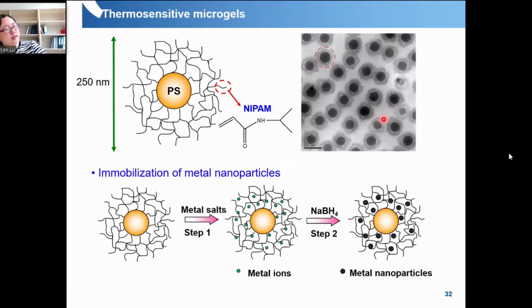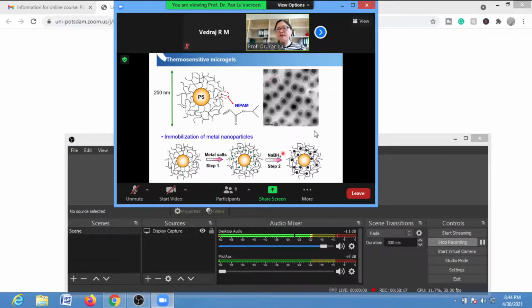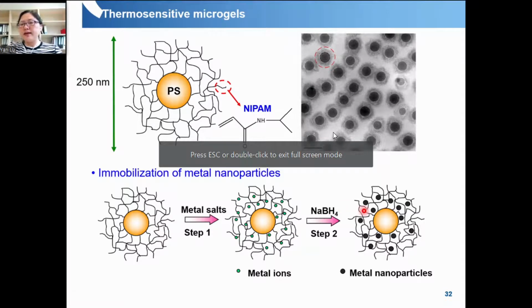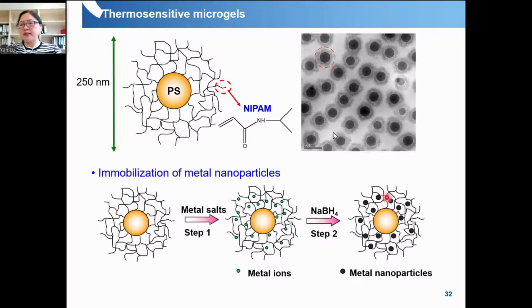And so in my group, we also did quite a lot of work in this direction. You know already the system, this cationic microgel. Then you can immobilize the metal nanoparticles into your polyNIPAM network in two steps. In the first step, you deposit this metal precursor, normally a salt, which you dissolve in water, then you add it, and the metal ions will be absorbed into the networks. Then in the second step, using sodium borohydride as a reducing agent, the absorbed metal ions will be reduced into the responsive metal nanoparticles.